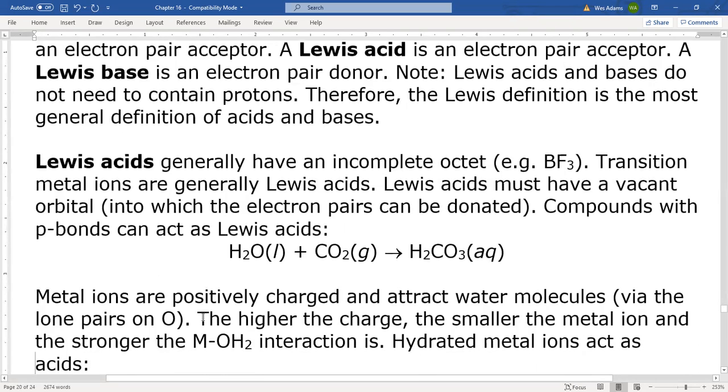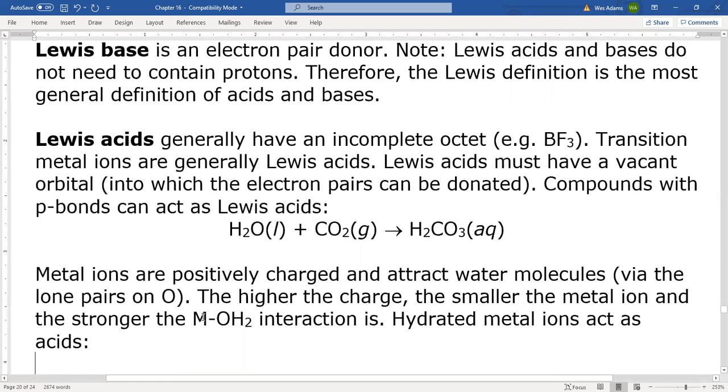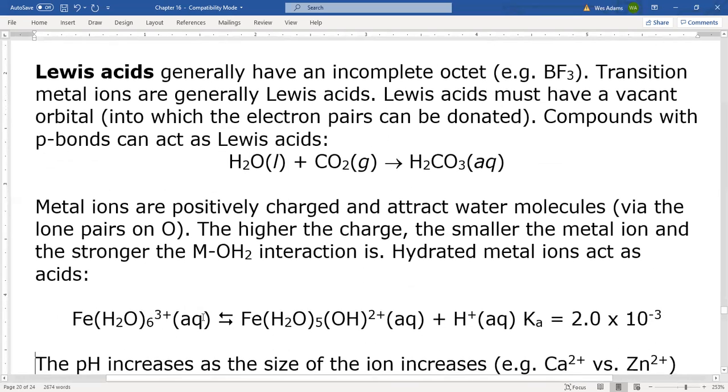Metal ions can also be positively charged and attract water molecules via the non-bonding pairs on the oxygen. And if they're transition metals, they're donated into vacant d orbitals. Aluminum can also be somewhat acidic, and you can have electrons donated into the vacant p orbitals in that case. But you get a metal-water interaction. These hydrated metal ions act as acids.